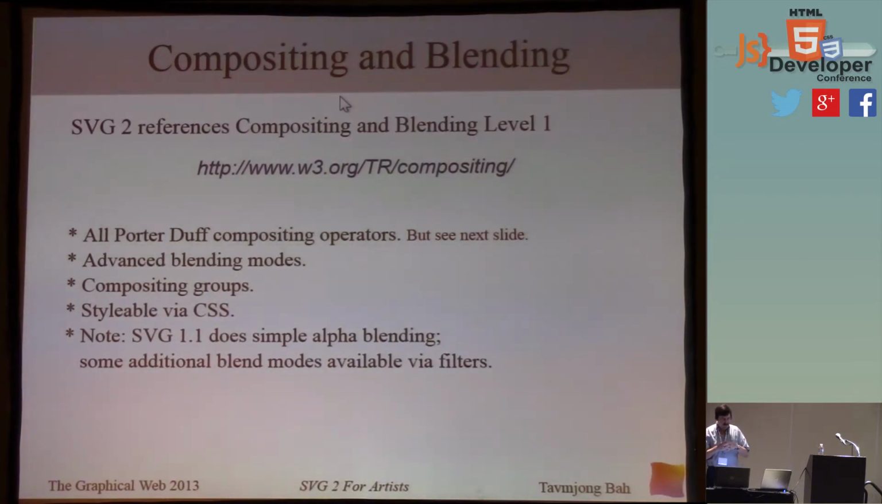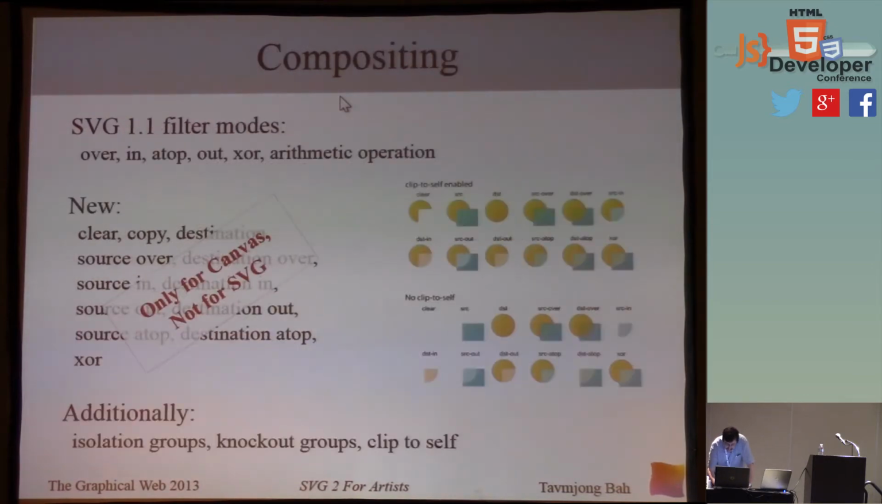Also, right now, since there's only one mode, you don't need to style it, but this will all be stylable in CSS. SVG 1.1 has some filter modes that you can use for compositing: over, in, top, out, XOR, or you can define your own arithmetic operation. There are some new ones going into CSS, but it turns out, after reading the spec very carefully, that even though the spec had its origins in SVG, those are not going to be immediately available to SVG. They're for Canvas only, and I don't know why. I need to ask about that.